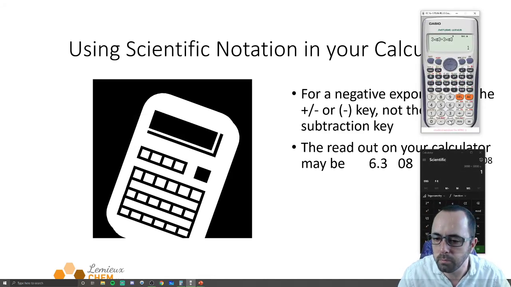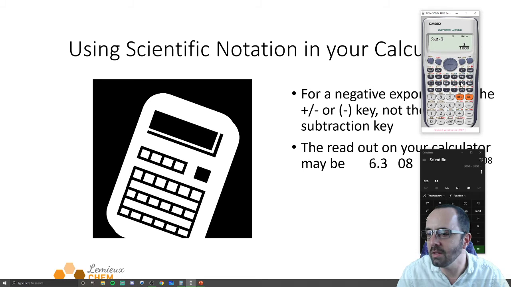Let's say I want to put 3 times 10 to the minus 3. So I do 3 times 10, and then I don't use the subtract here. I use minus 3. And that will give me, well, this one likes to do fractions. If you have this calculator, you can get it to show you the decimal by pressing this button here, the SD. And there it will show 3 times 10 to the minus 3.